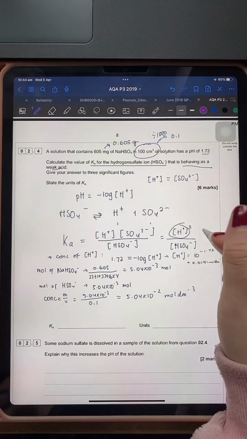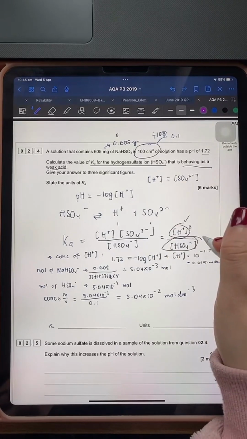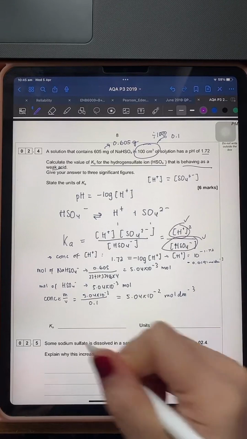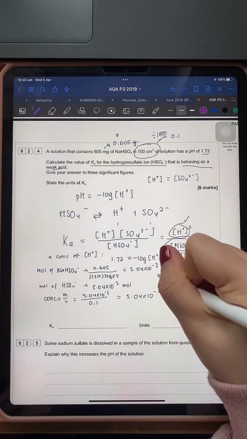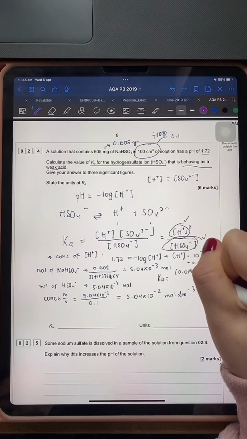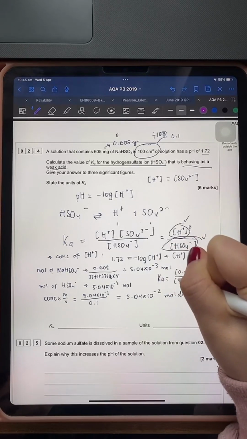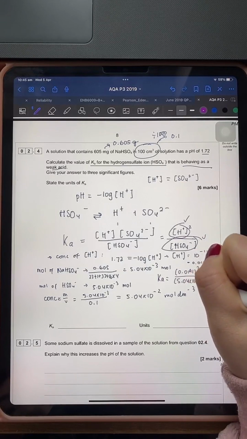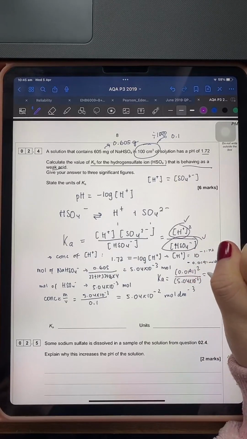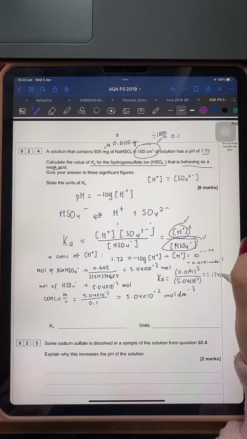So now we know the hydrogen concentration, we know the HSO4 minus concentration, we can find our Ka. So Ka will be 0.0191 squared over 5.04 times 10 to the minus 2. And that gives us 1.17 times 10 to the minus 2.